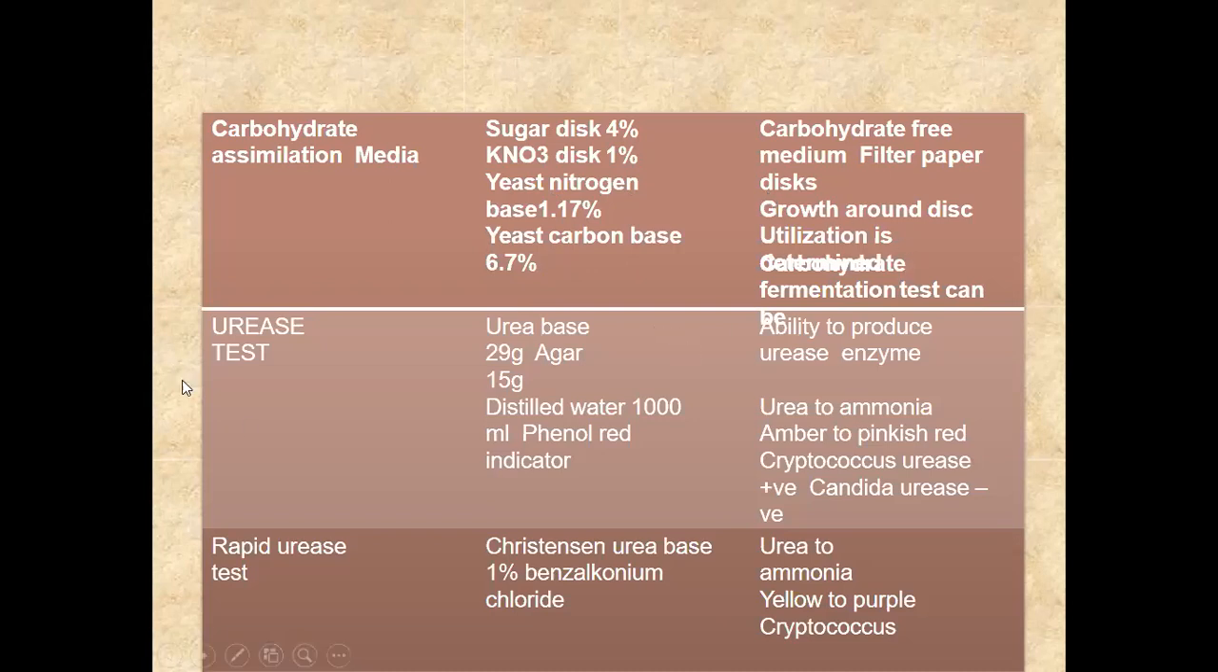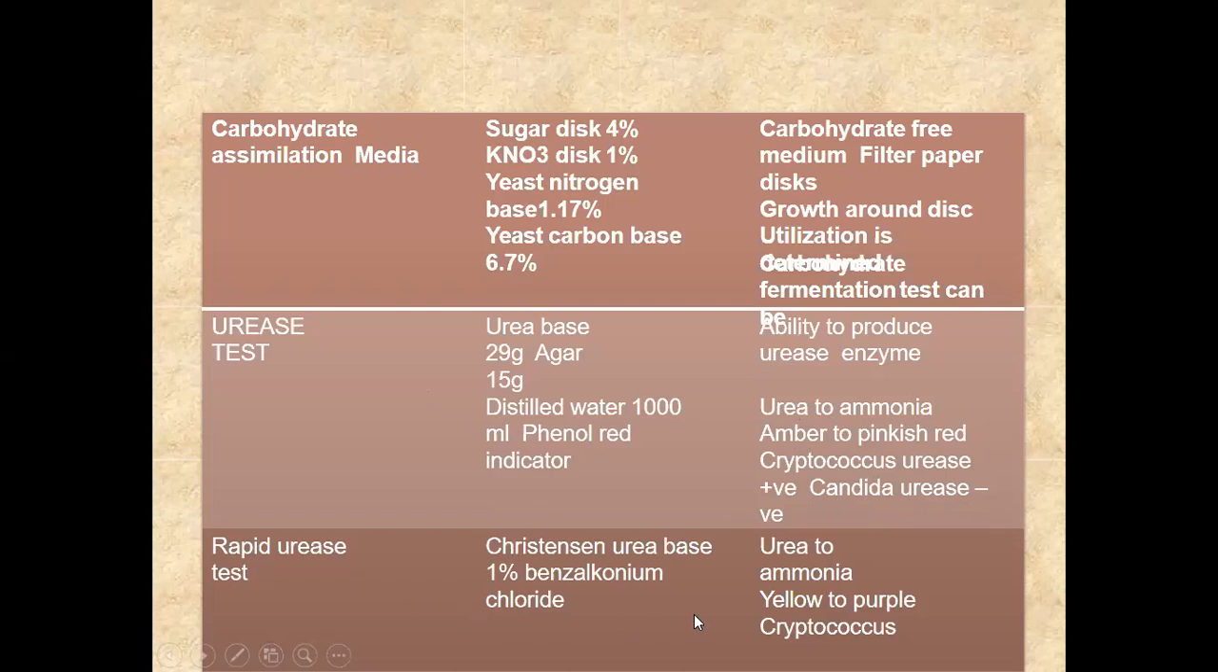Next is the urease test. The medium used here is urea base, about 29 grams, and agar of 15 grams dissolved in 1000 ml of water. Here we are also using an indicator called phenol red. Due to this, the colonies of Cryptococcus, a positive fungal organism, produce a pinkish red color, turning from amber color to pinkish red.